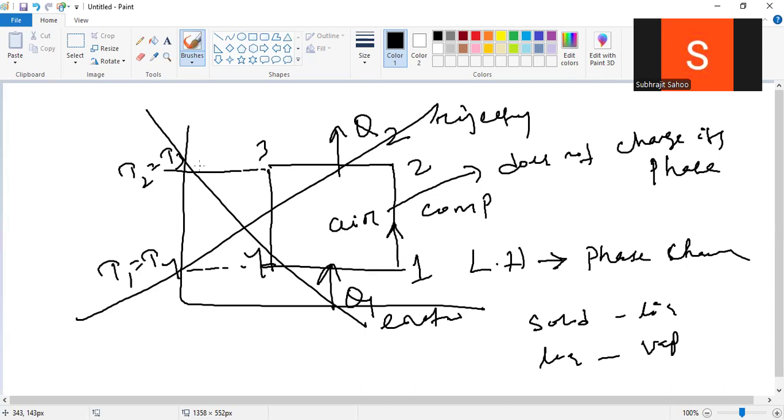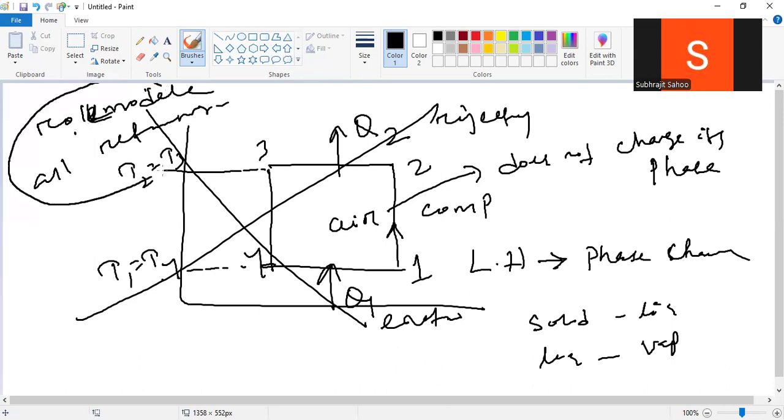What are the advantages? First advantage: this is a role model, the role model of all refrigeration cycles. This is the base cycle. The idea to develop the refrigeration cycle, or to improve its coefficient of performance, comes from this reversed Carnot cycle. That's why it is called the role model or base cycle.